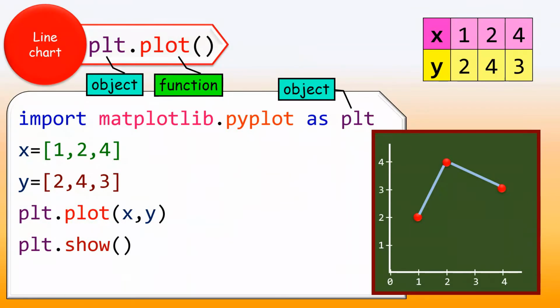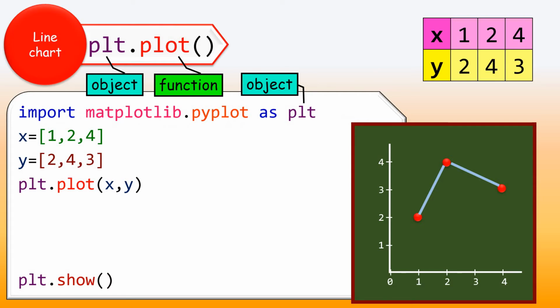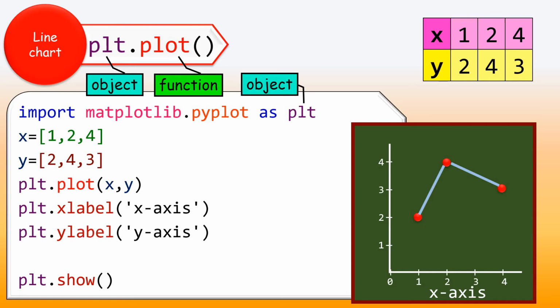I will also show you some improvisations that you can do to your chart. You can have a label for the x-axis by giving plt.xlabel, a label for the y-axis by plt.ylabel, and a title for the chart by using the title function plt.title. Here the title is line chart.